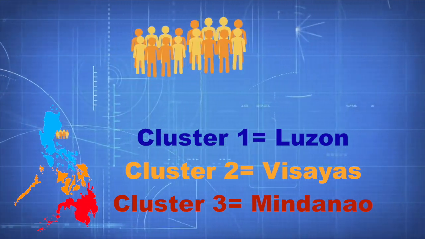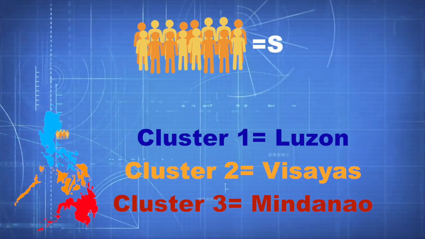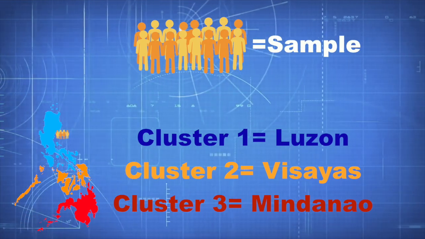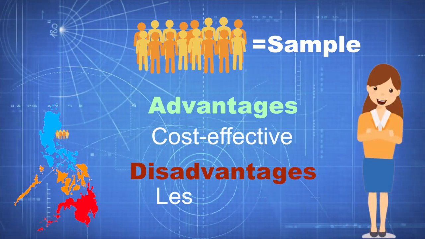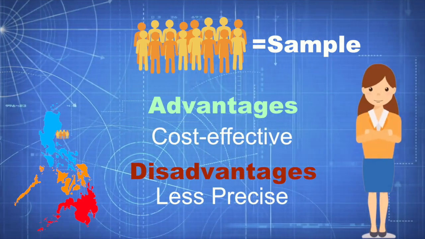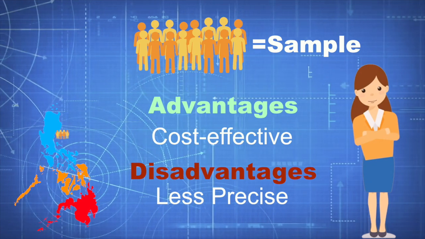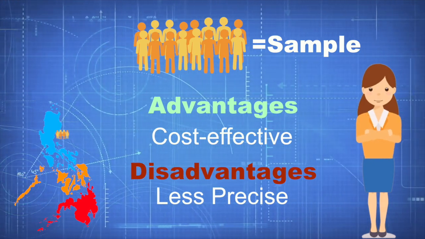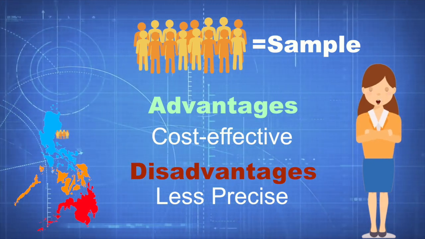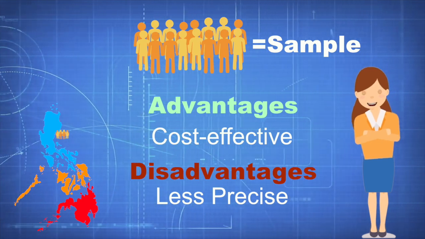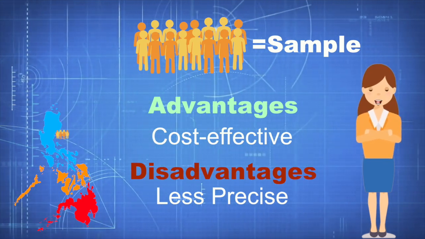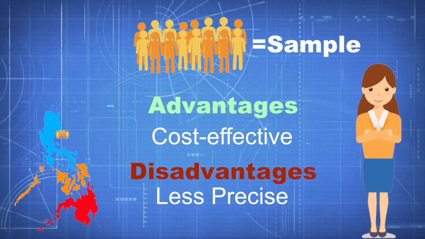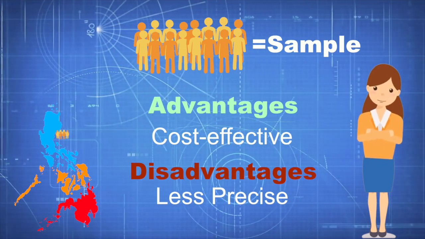Compared to simple random sampling and stratified sampling, cluster sampling has advantages and disadvantages. For example, given equal sample sizes, cluster sampling usually provides less precision than either simple random sampling or stratified sampling. On the other hand, if travel costs between clusters are high, cluster sampling may be more cost-effective than the other methods.